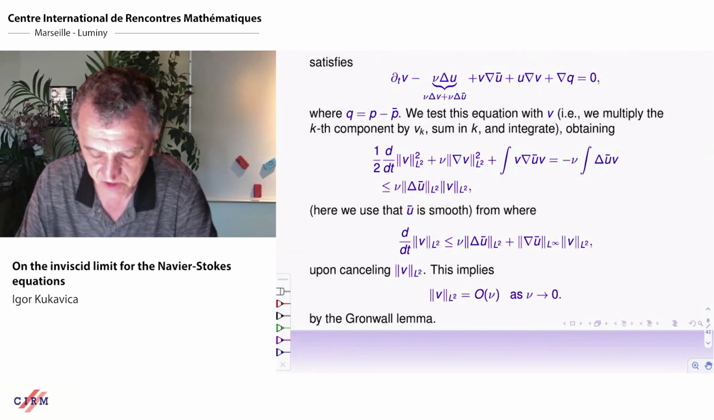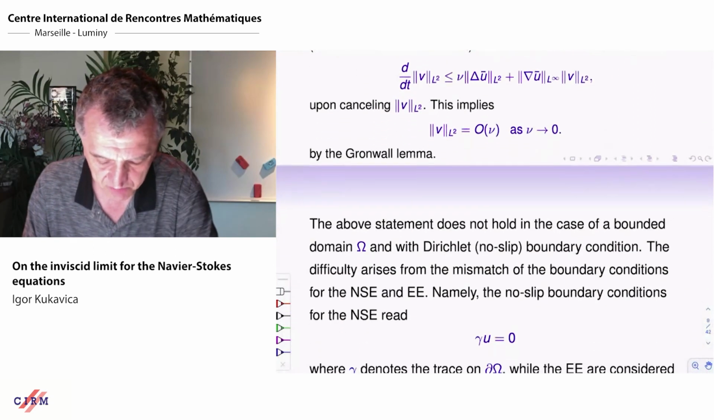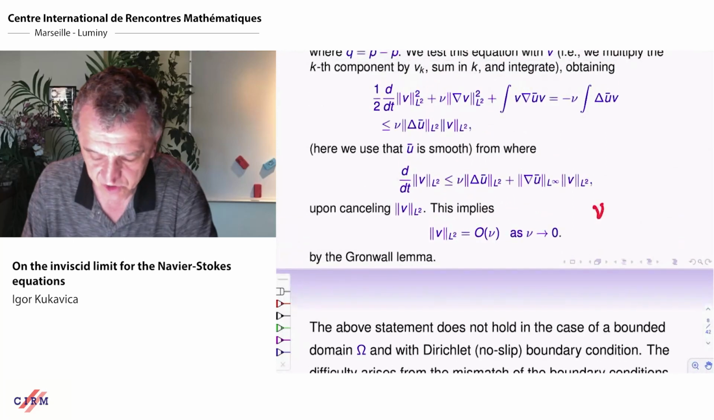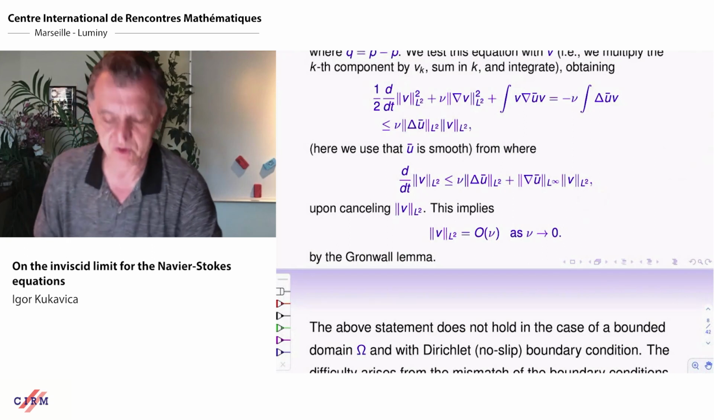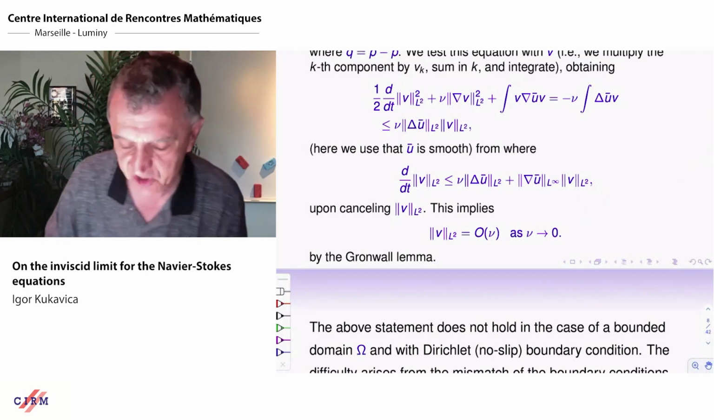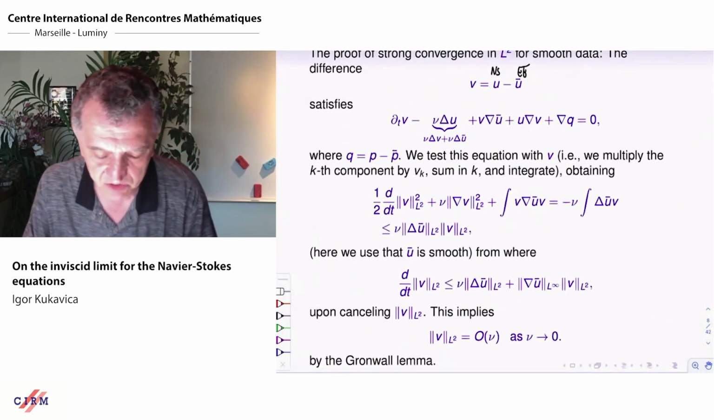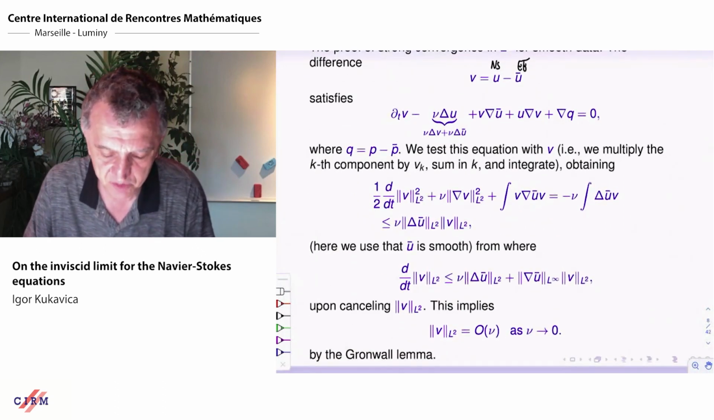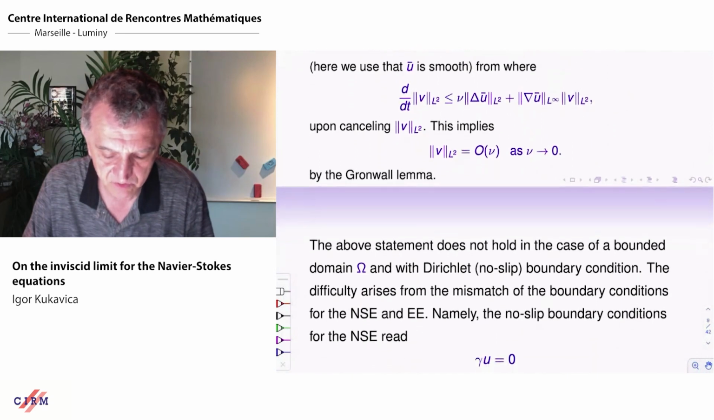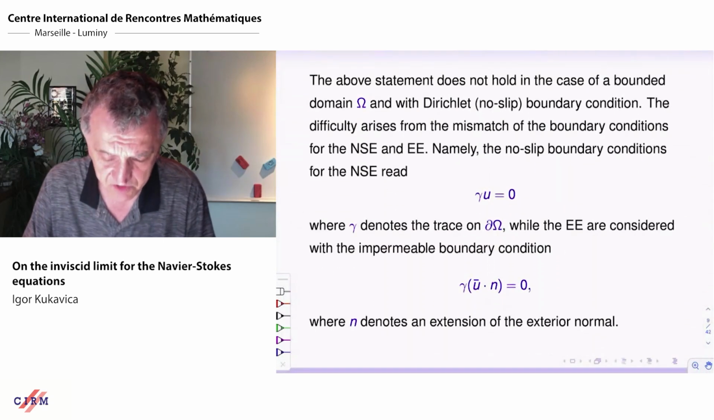You need to integrate by parts. So actually in H^(m-1), the rate of the convergence is ν to the half. And as you approach H^m, you get the exponent going to 0. So these are sort of the rates of convergence. But in R^n or the torus, this simple energy proof works, and we get convergence of solutions.